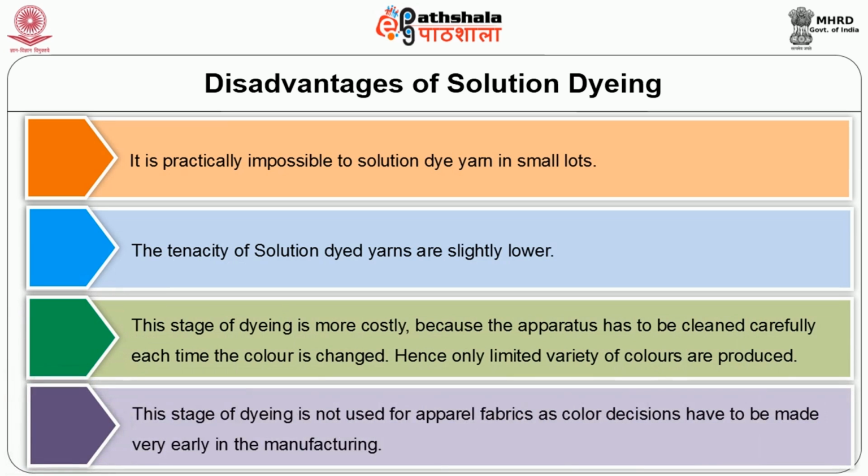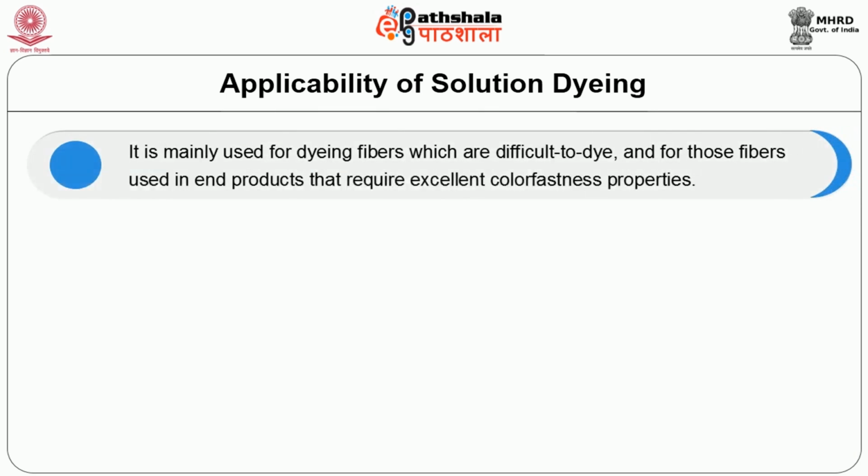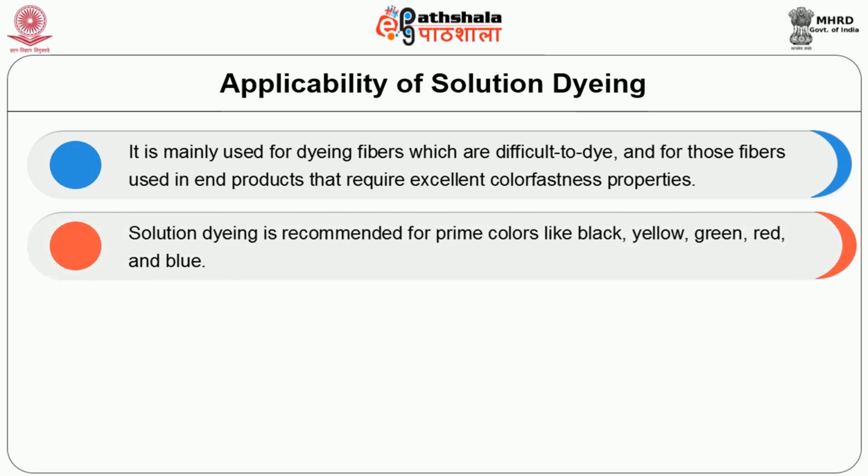This stage of dyeing is not used for apparel fabrics as color decisions have to be made very early in the manufacturing. Applicability of solution dyeing: it is mainly used for dyeing fibers which are difficult to dye, and for those fibers used in end products that require excellent color fastness properties. Solution dyeing is recommended for prime colors like black, yellow, green, red and blue.